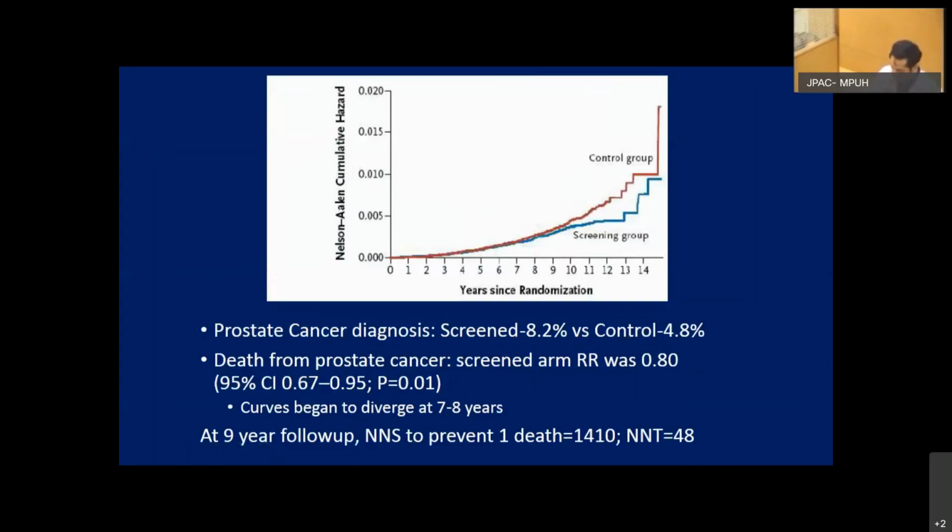And deaths, the relative risk was 0.8. So again, the mortality reduction was not there in the trial, but the incidence of prostate cancer, that is the diagnosis of prostate cancer, definitely improved in this trial. So this was one of the landmark trials. And what happened? The stage migration started happening.